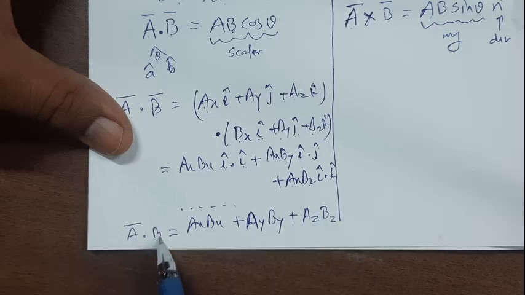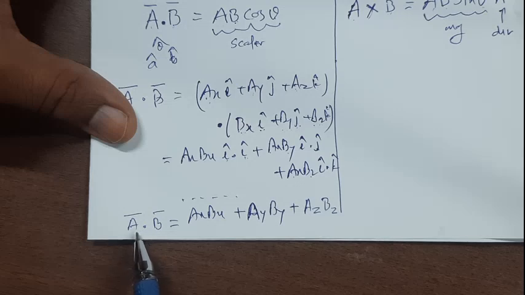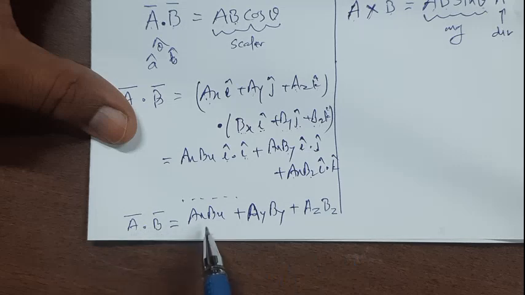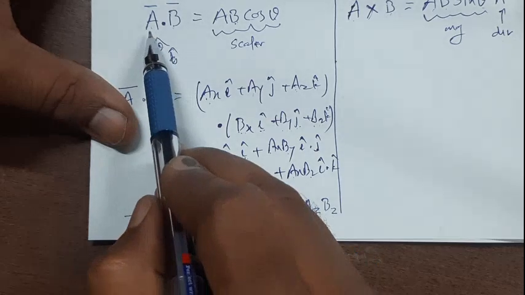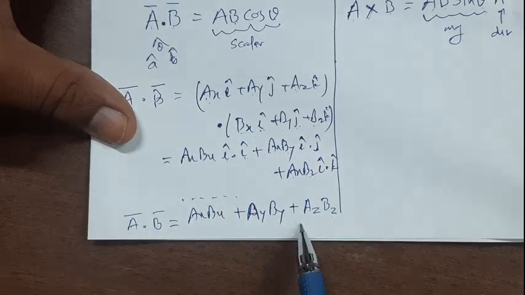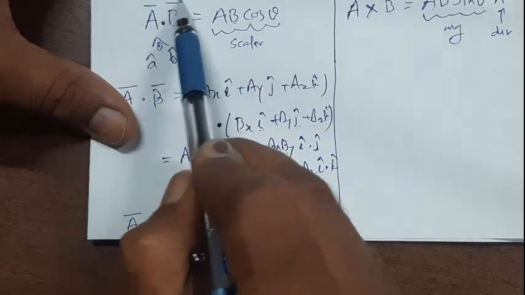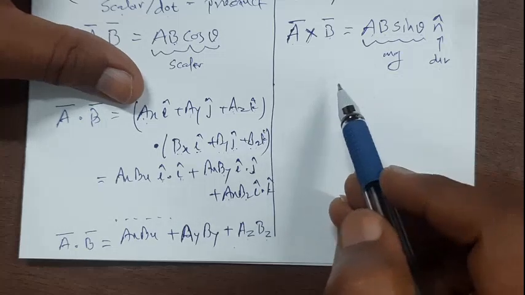Therefore, if the vectors A bar and B bar are expressed in their component form, then the dot product can be solved like this. A bar dot B bar is equal to AX BX plus AY BY plus AZ BZ. You can realize that this is a scalar quantity, and therefore the resultant of A bar dot B bar, that is the dot product, is a scalar quantity, therefore it is known as a scalar product. Now we will proceed to the vector product.